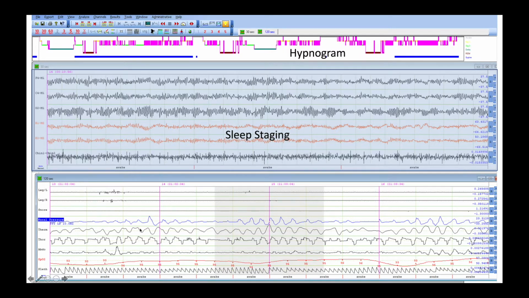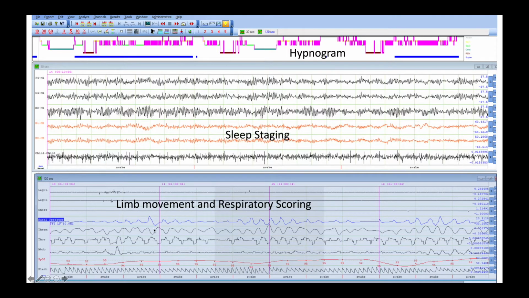Under that panel is usually a slightly longer time scale. In this case, it's 2 minutes. And this panel is used for limb movement and respiratory scoring. And you can see if this is a 30-second epoch up here, down here, these pink lines separate each 30-second epoch. So there's 1, 2, 3, 4 epochs here. 30 seconds times 4 is 120 seconds. That's 2 minutes. So this window down here, this panel, is 2 minutes long.